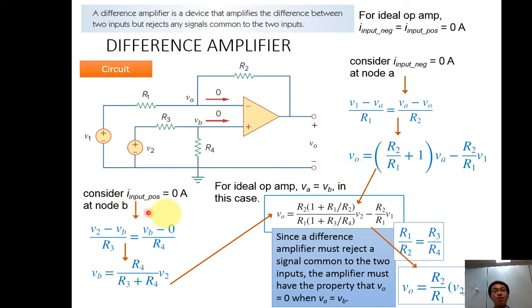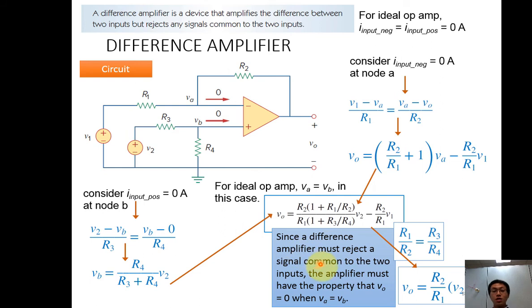Consider I input positive equal to 0 as well at the node B. So my current flowing here will be equal to the current flowing here. High voltage, low voltage: V2 minus VB divided by R3 equals VB minus 0 divided by R4. So we have another equation, then we found this one. After that, for an ideal op-amp, VA must be equal to VB. In this case, we do some substitution, then we found this equation.